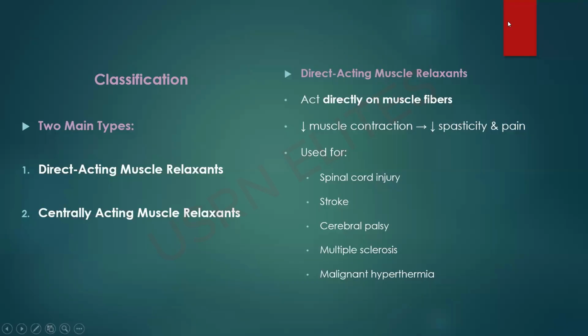As we are going through this, what medication is coming into your mind? Can someone guess?